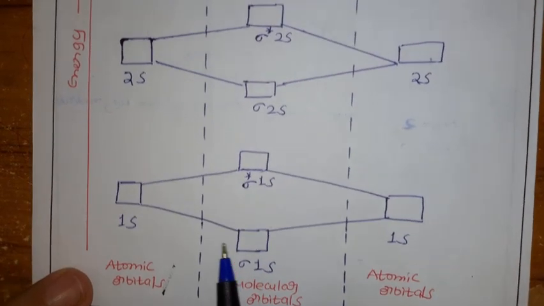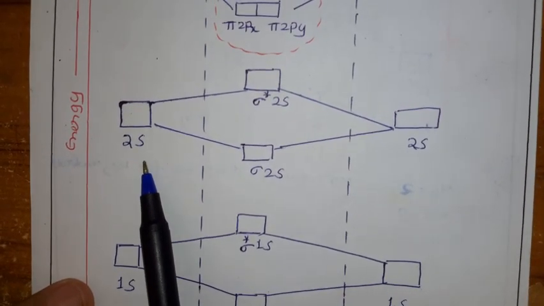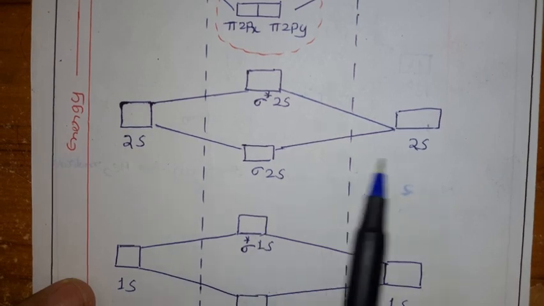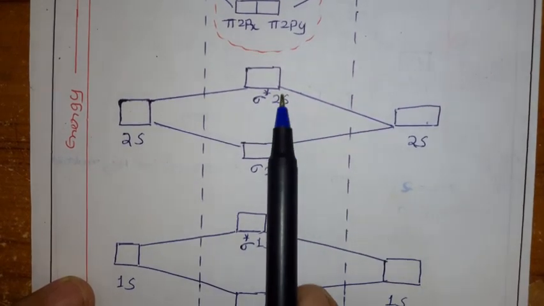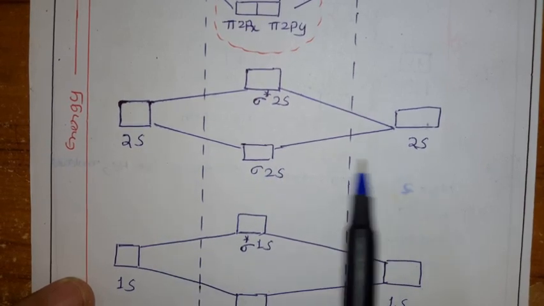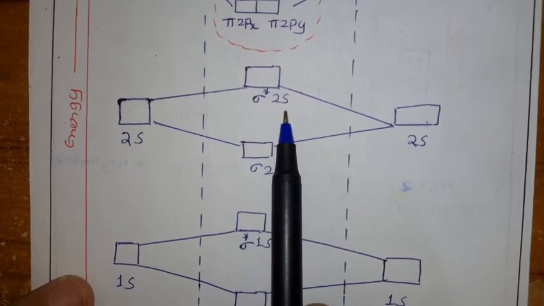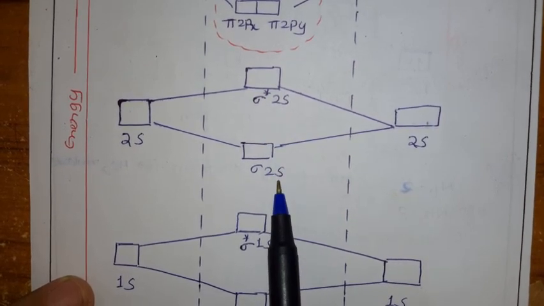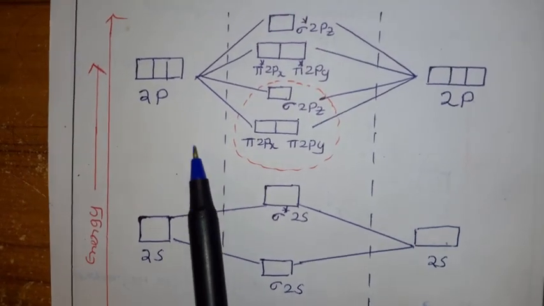After that we have 2s. The 2s of one atomic orbital and the 2s of another atomic orbital give two molecular orbitals. Why? Because 1 plus 1 gives rise to two molecular orbitals. In that one is antibonding and another is bonding.